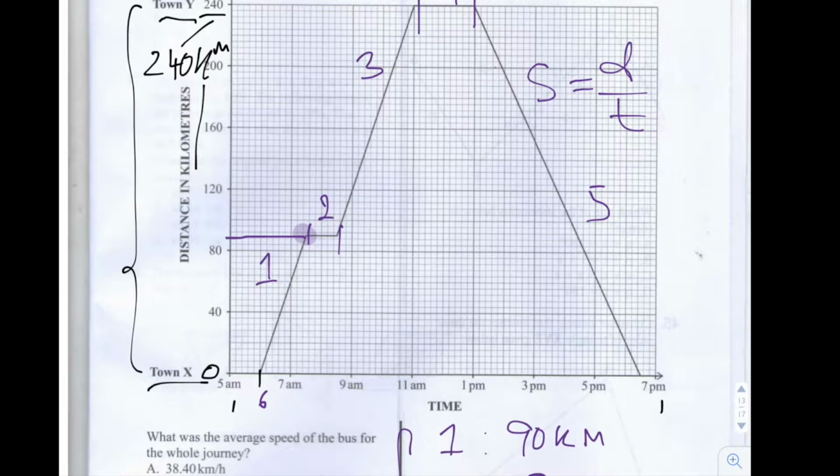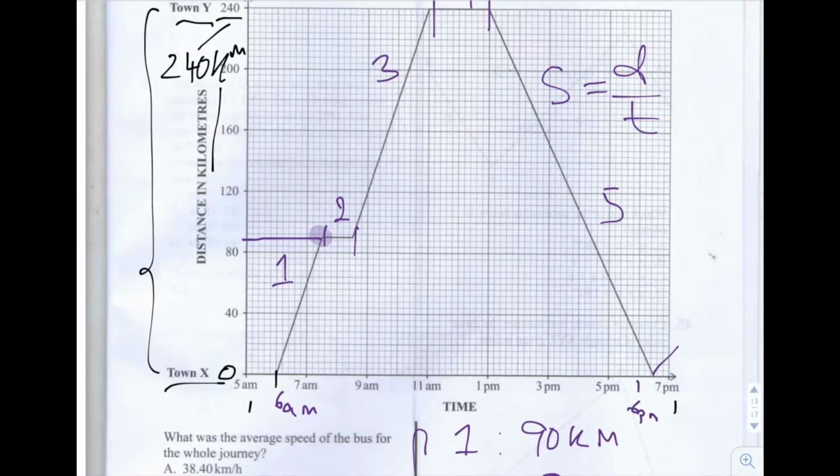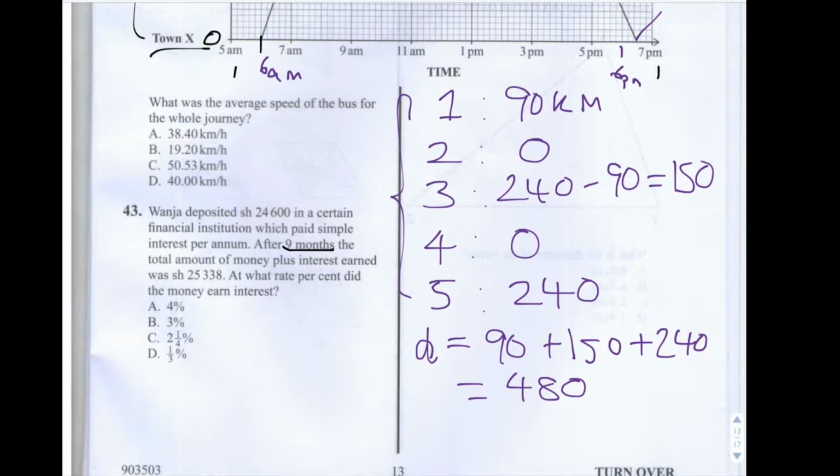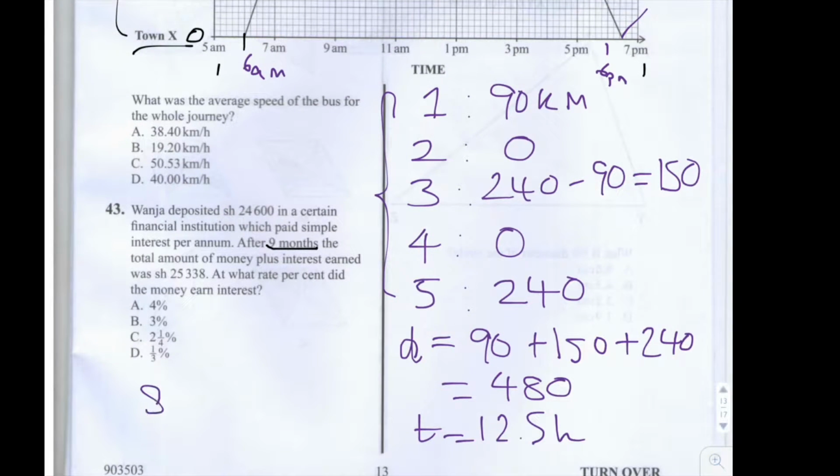So we know that the driver started at 6 a.m. and finished at 6:30. It took 12.5 hours. So that means that the time for the journey is 12.5 hours. So that means that to work out the speed, we're going to do 480 divided by 12.5. So let's do that. That's a long division.